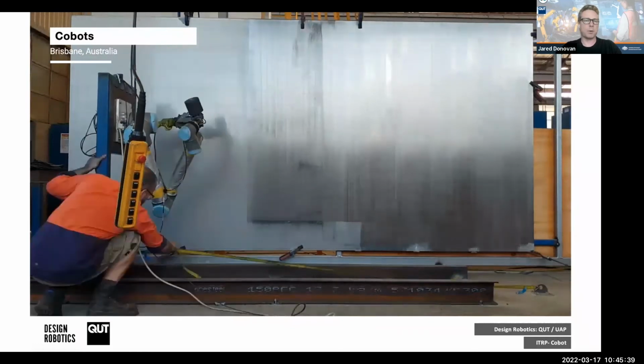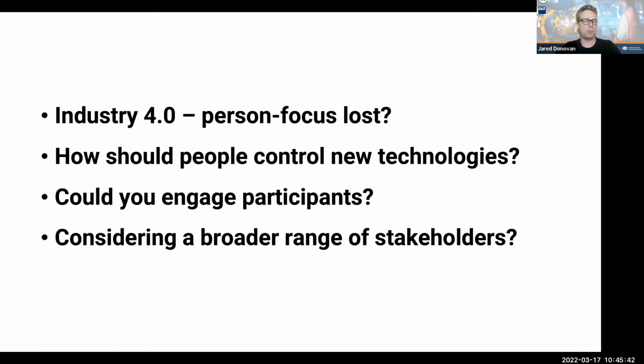There were a couple of questions I thought we might discuss, like with Industry 4.0, is there a danger of losing a focus on the people that we design for? How should people control these new technologies that we are introducing? Could you engage participants in your research or in your workplace? And is it worth considering a broader range of stakeholders? Are there other people that you might not have thought of bringing into your projects, or the kinds of things that you're doing? So Markus, I'll hand back to you.